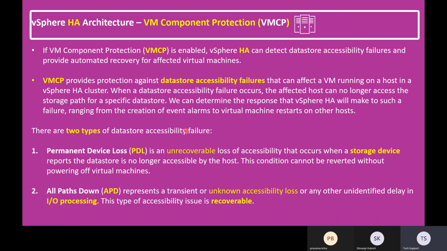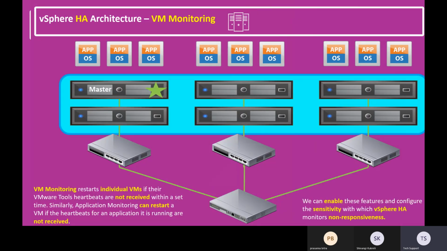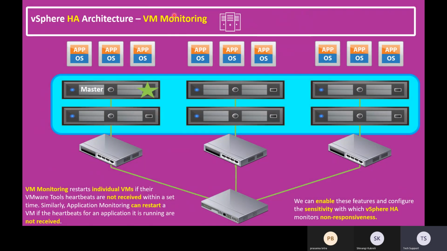Okay, so now another key point in the architecture is virtual machine monitoring. In our DRS, we noticed that to customize our virtual machine vMotions, we have two features: virtual machine overrides, and we also have virtual machine level DRS rules and host level DRS rules. Similarly, in our HA cluster also, if you want to enable monitoring for the virtual machine layer, we can enable virtual machine monitoring within the HA cluster.